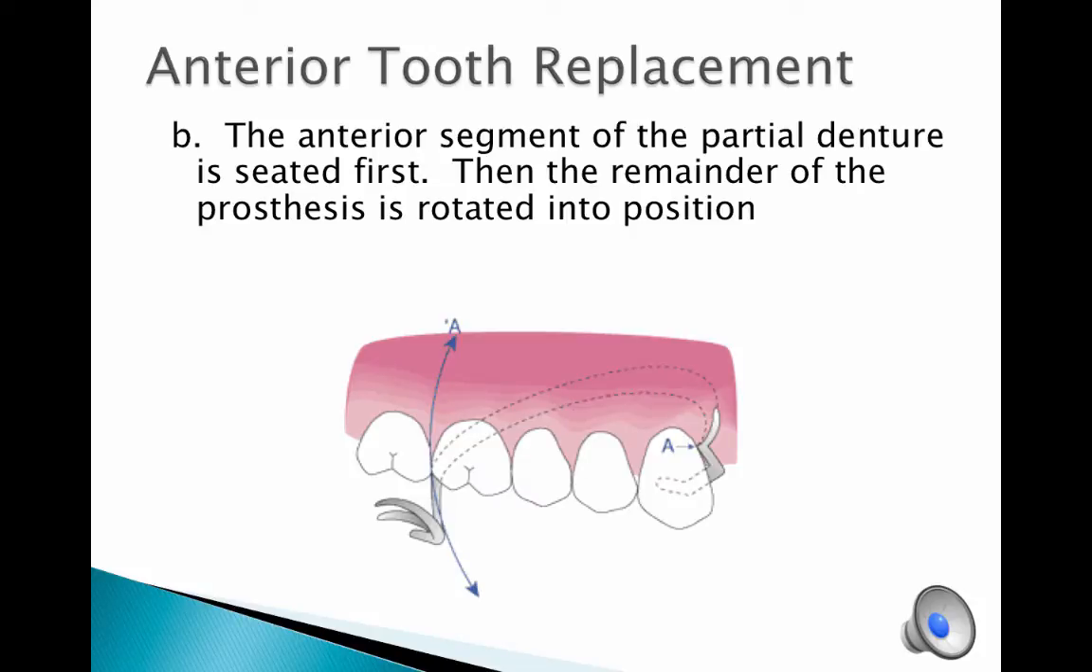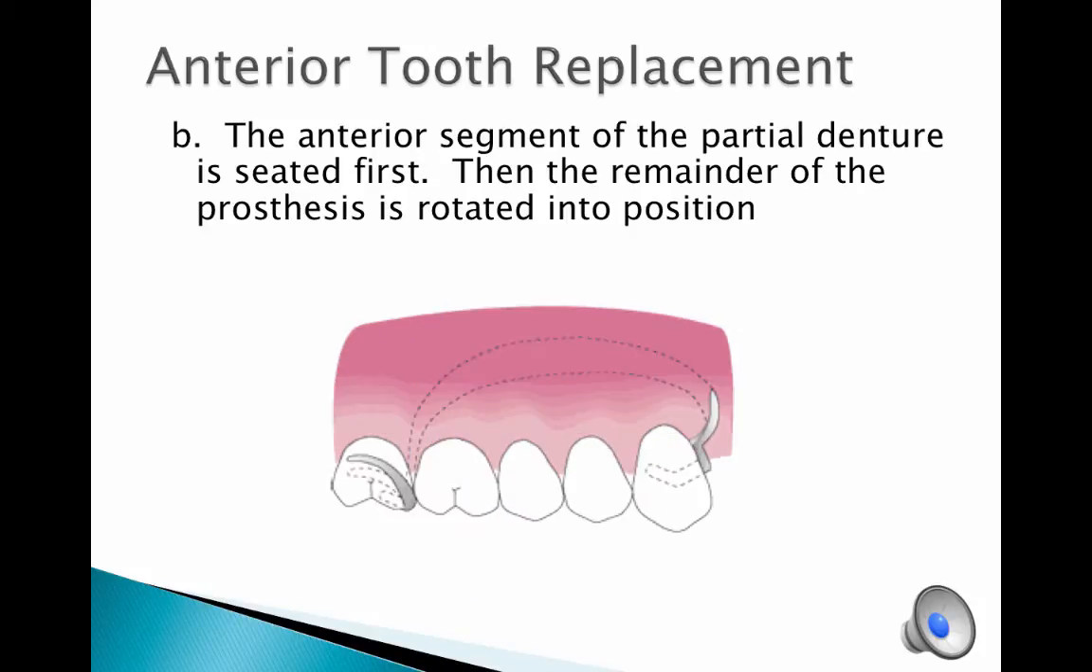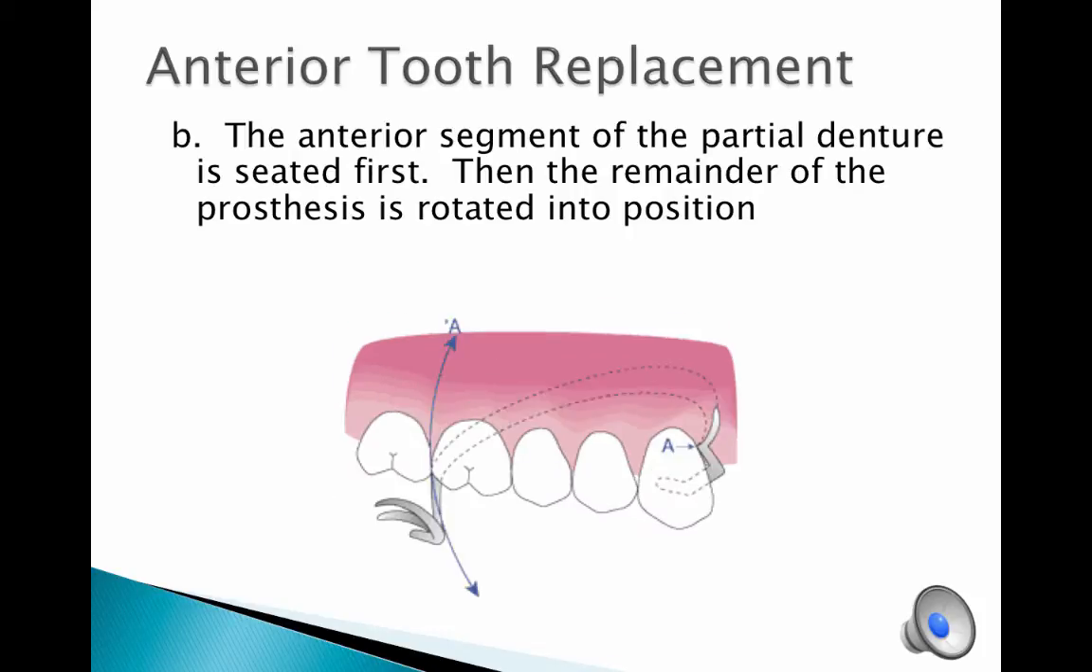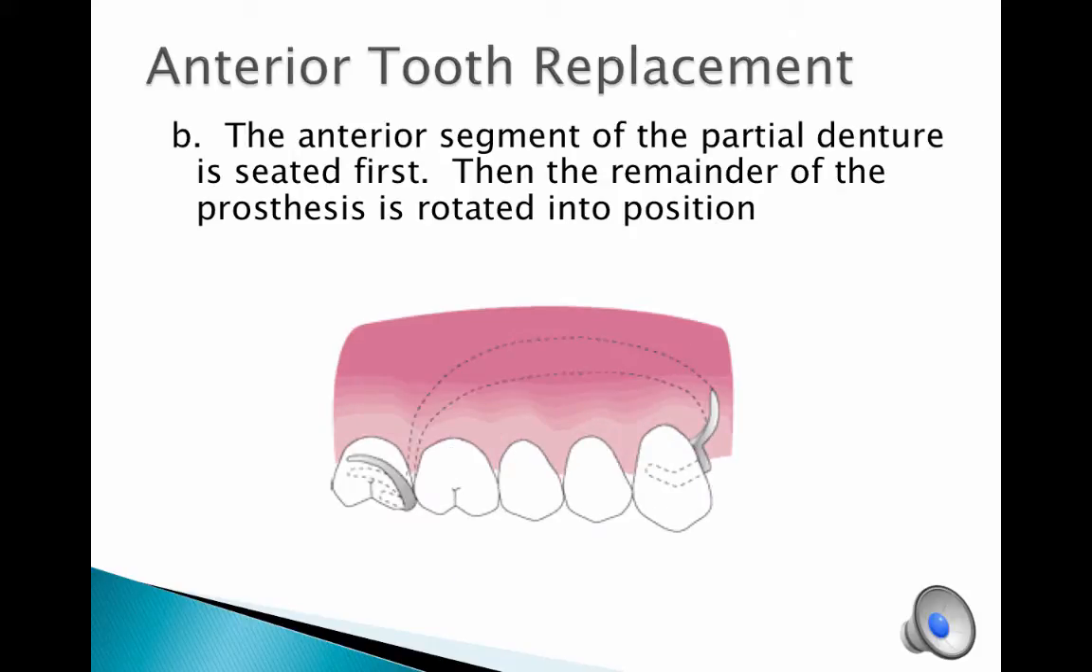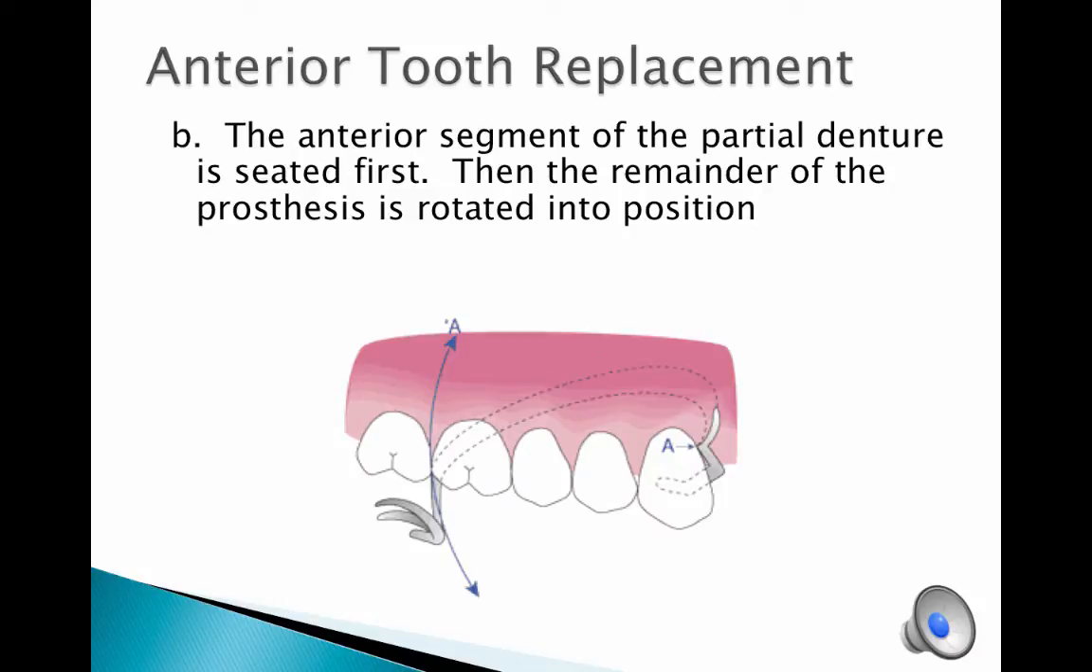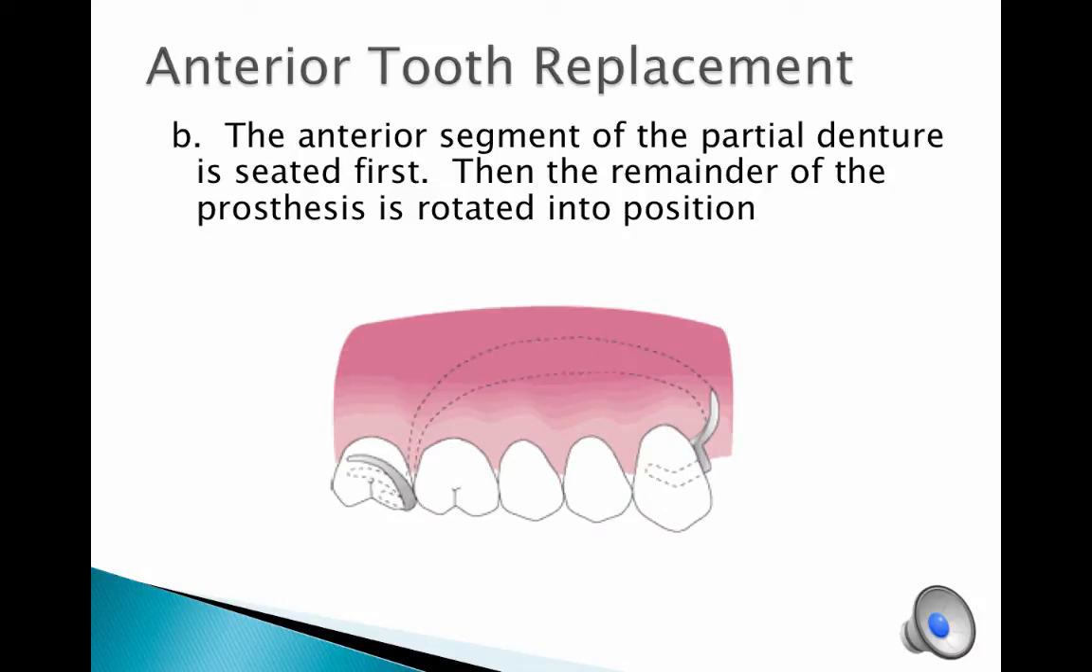The anterior segment of the partial denture, which is the rigid component, is seated first. Then the remainder of the prosthesis with its flexible clasping component is rotated into position. The rigid component and the posterior direct retainer component are passive when the partial is in its terminal position.